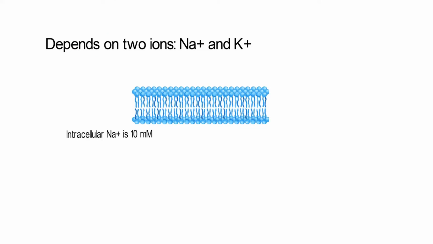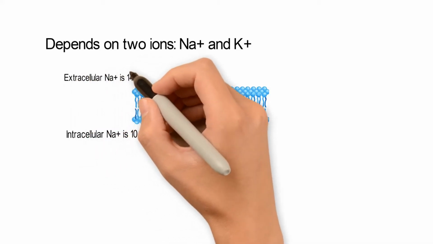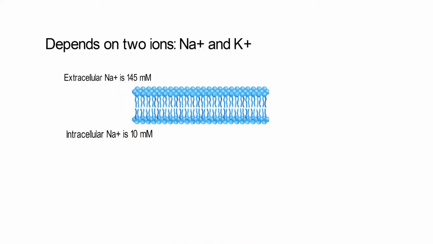The inside of the cell has a sodium level of 10 millimoles, and the outside of the cell is 145 millimoles. The membrane is not permeable to sodium, so it does not allow sodium to cross. The inside of the cell also has many proteins, which have a negative charge, so the inside of the cell is negatively charged overall. Sodium can only cross the membrane when voltage-gated channels are opened.